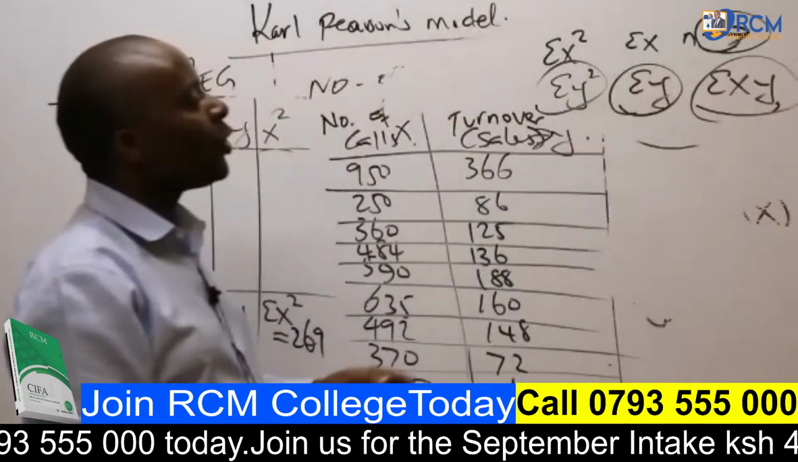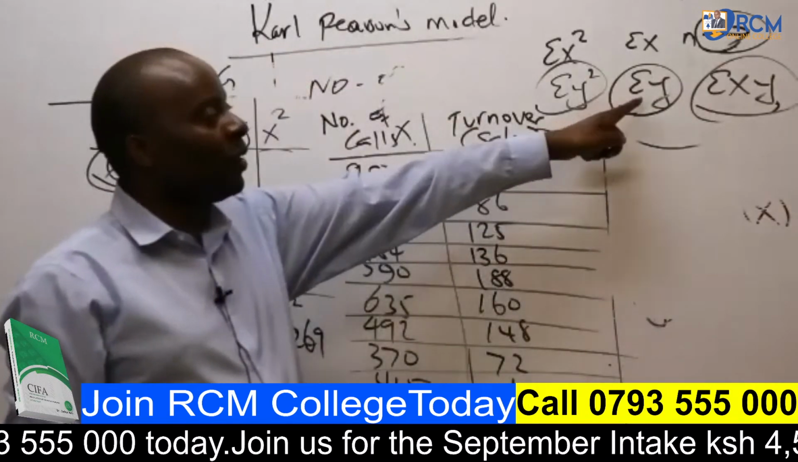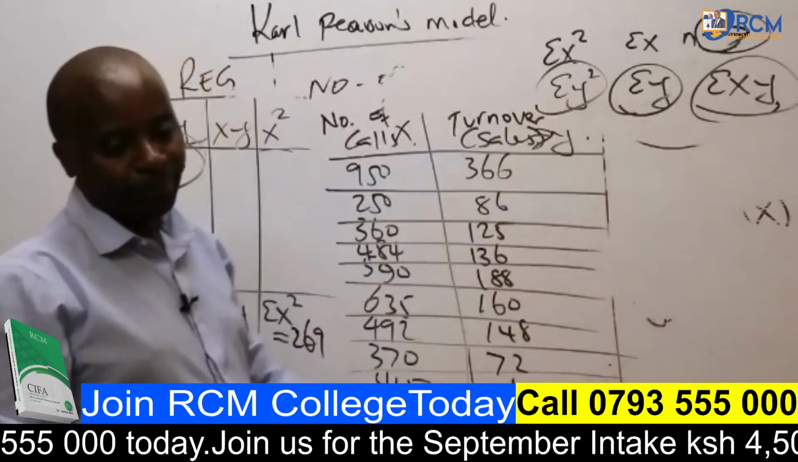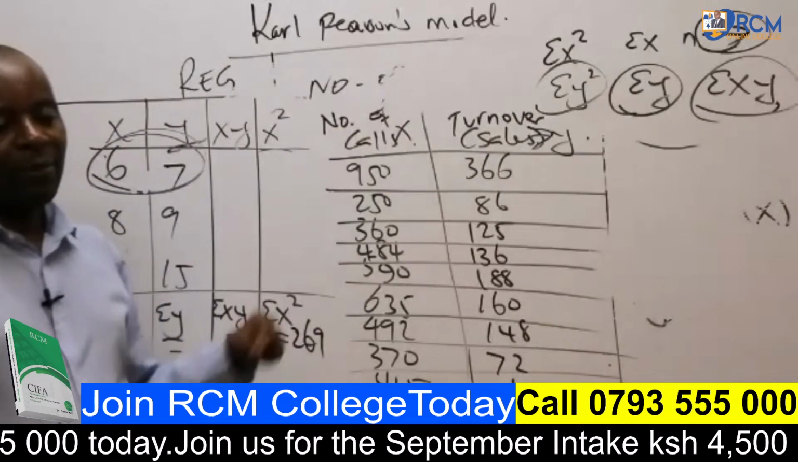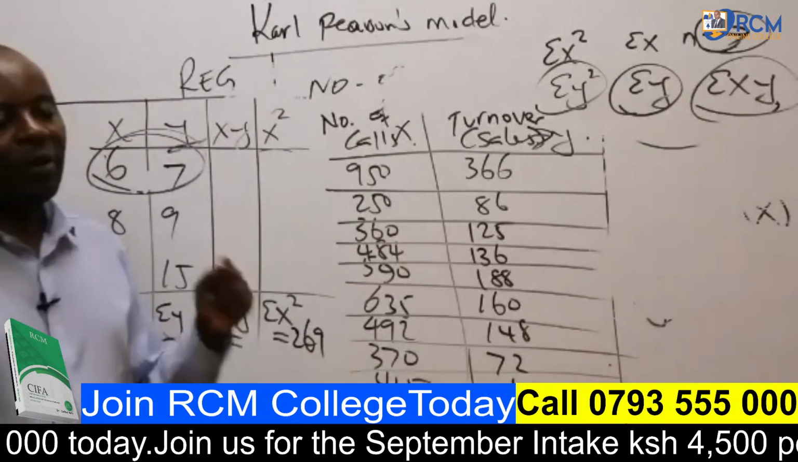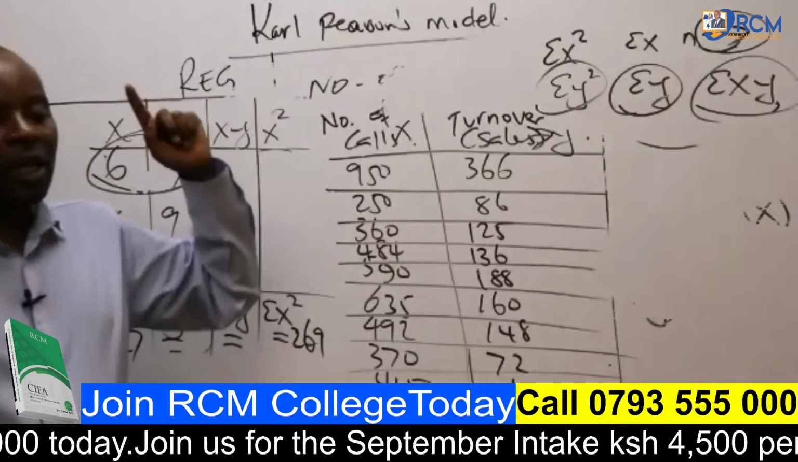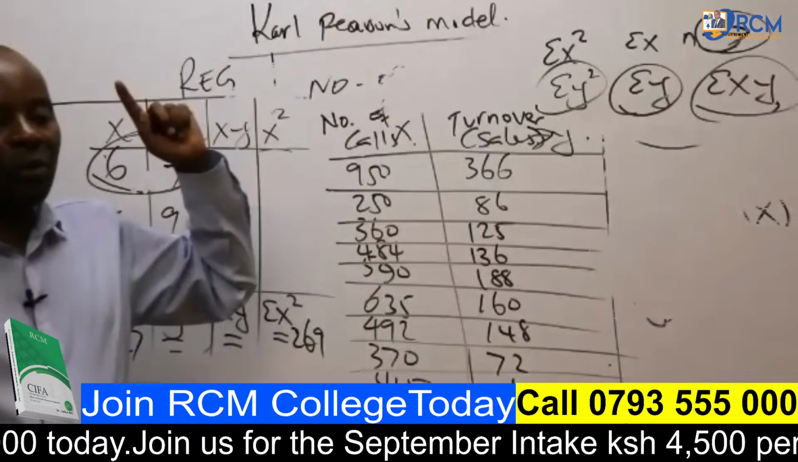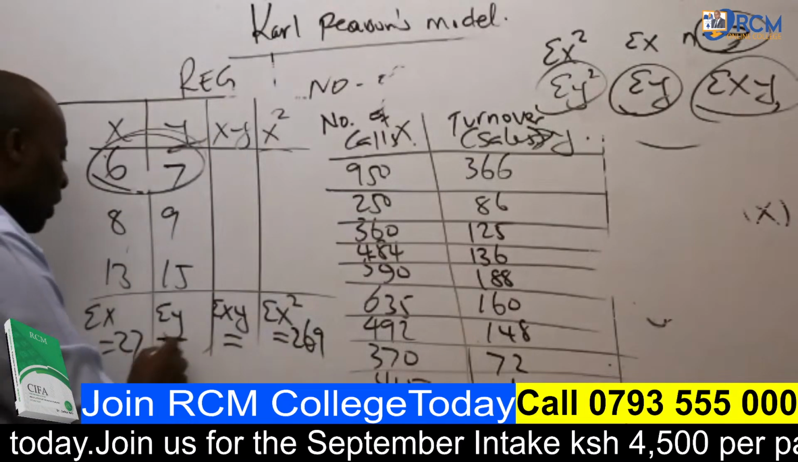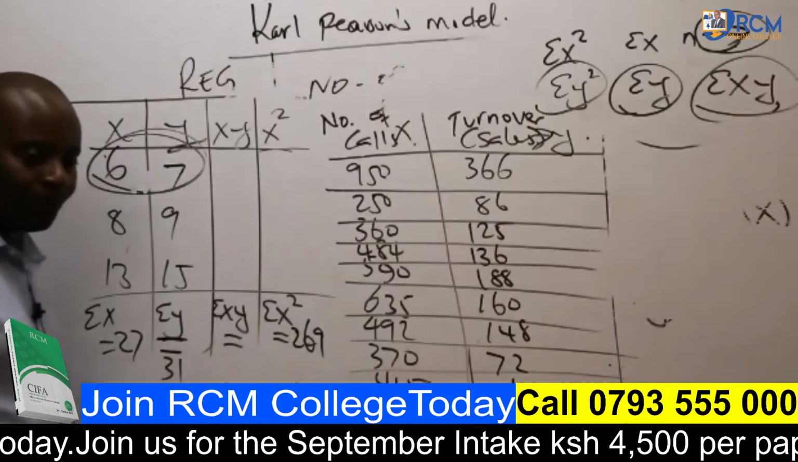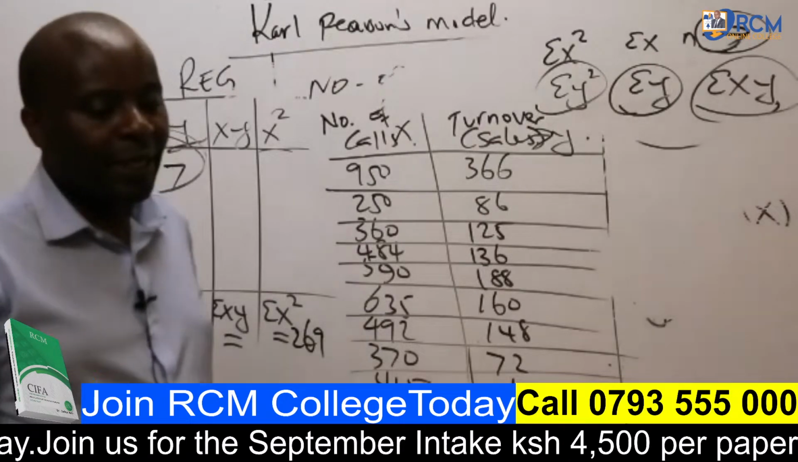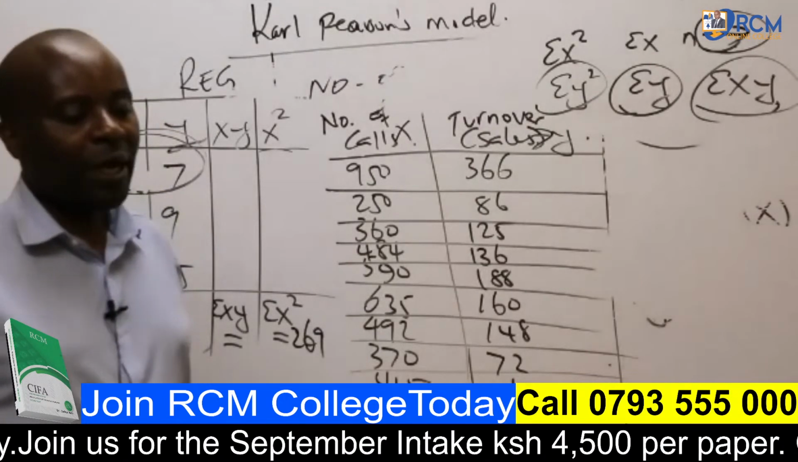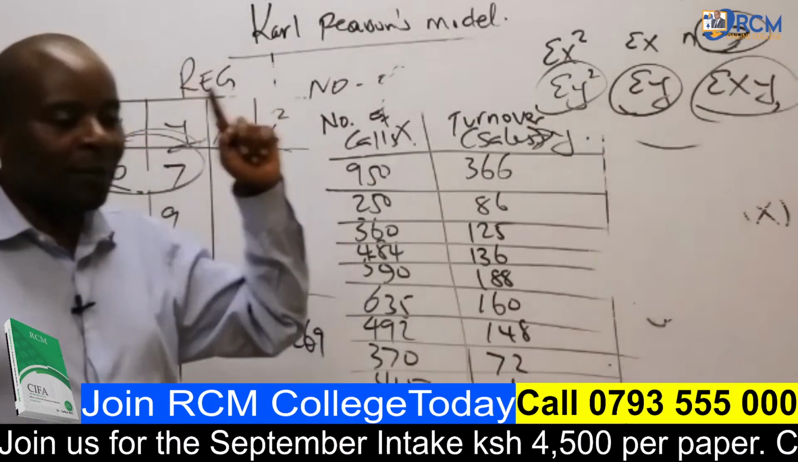How I wish I had a good student by now. This good student should have given me the sum of y. Robert tells me, Mwalimu, sum of y is 31. Is there anybody who can confirm for sure that sum of y is 31? Lillian has confirmed. Lillian is a good student.